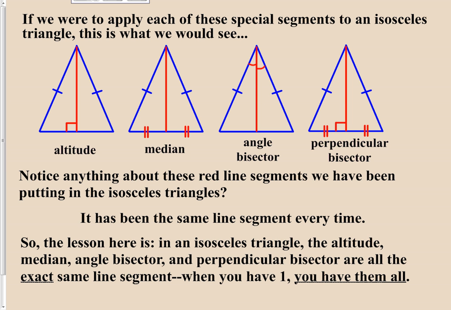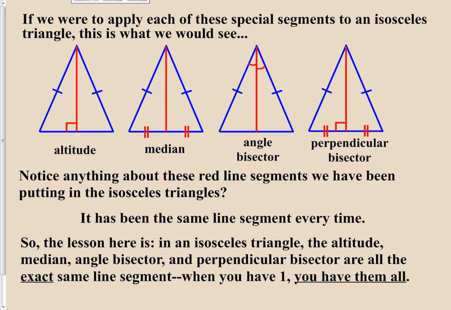So for example, if you have an isosceles triangle and you know that you have a median, not only is that median going to be a median, it's also going to automatically be an altitude and have all the properties of an altitude, be an angle bisector and have all the properties of an angle bisector, and be a perpendicular bisector and have all the properties of a perpendicular bisector.